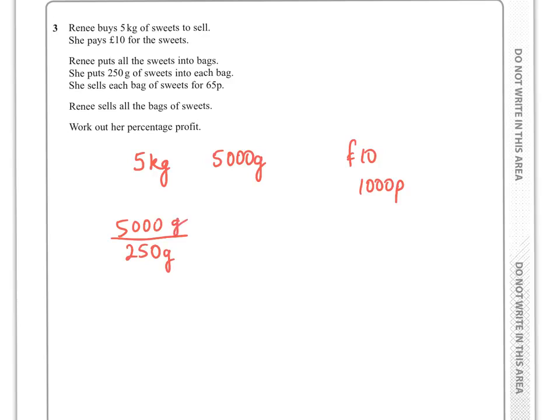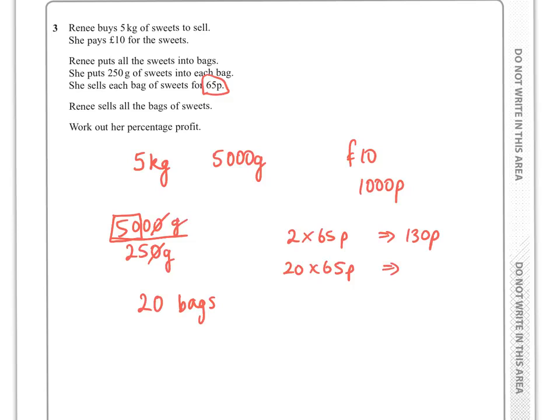Well, we can divide top and bottom by 10, and then what we can see is 25s into 500. Well, 25s into 50 is 2, so into 500 it's going to be 20 bags altogether. And she sells them for 65p each. So if we do 2 times 65p, that'll be 130 pence. So 20 times 65 is going to be 1,300 pence.